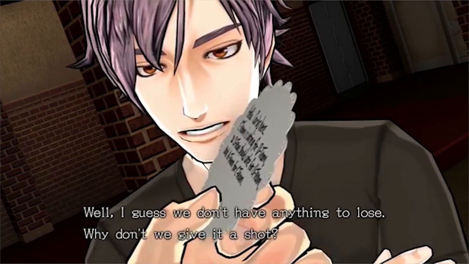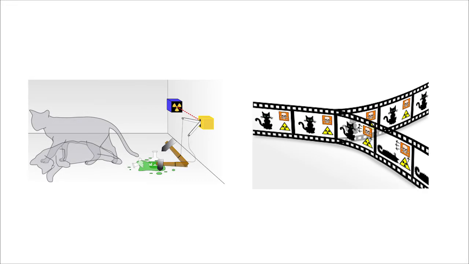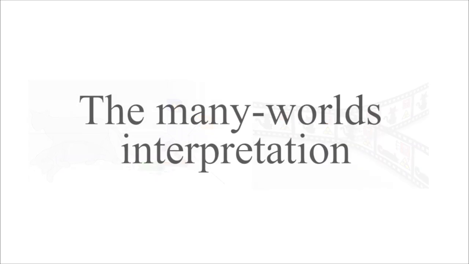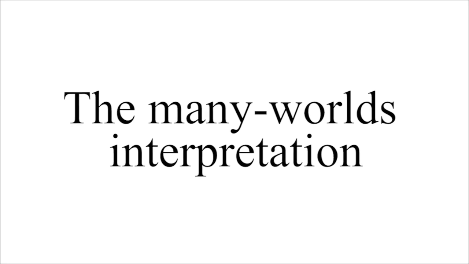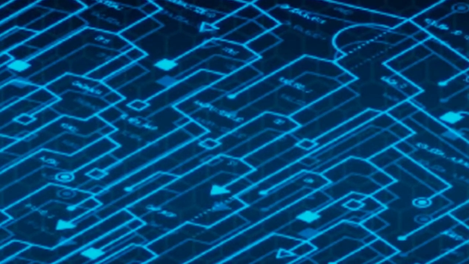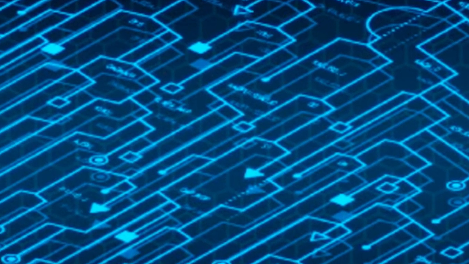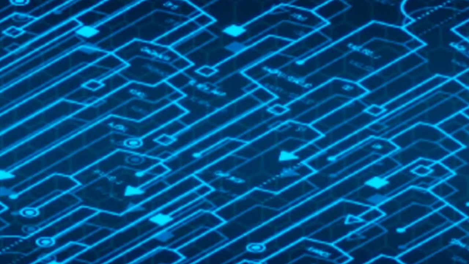There are 2 major examples I'm going to cover in this video, Schrodinger's cat and the many worlds interpretation. Chances are you've heard at least one of these. Let's start with the easy one. The many worlds interpretation is probably one of the most infamous concepts of quantum theory.